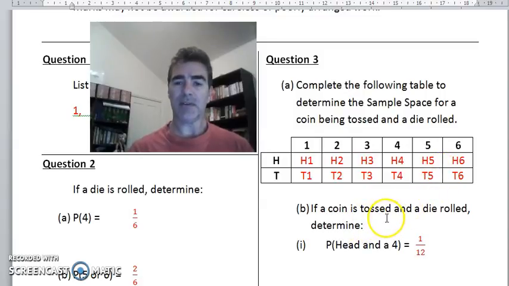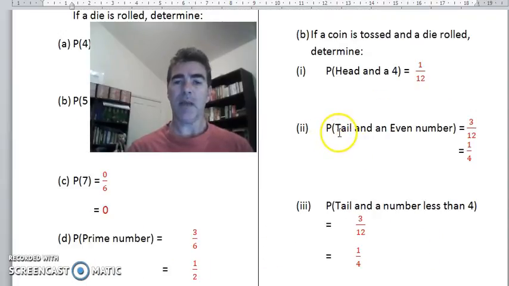So if a coin is tossed and a die is rolled, the probability that the coin shows a head and the die a 4, well, heads and 4, there's only 1 out of the 12 possibilities. For the second part, the probability that the coin shows a tail and the die an even number, well, if we look in the table, tails and an even number, there's tails 2, tails 4 and tails 6, so there's 3 out of the 12 possibilities, which simplifies down to a quarter.